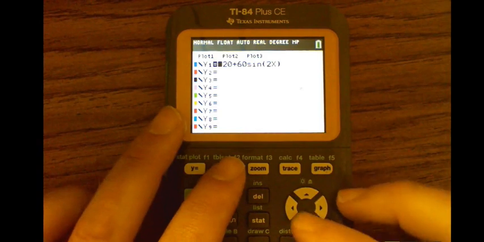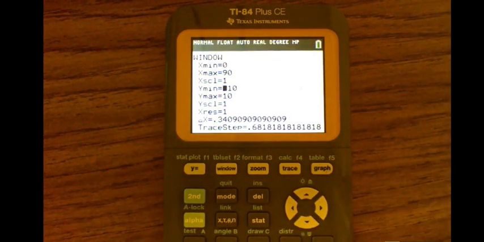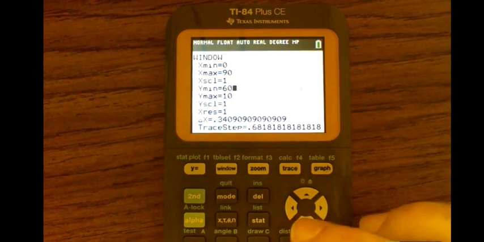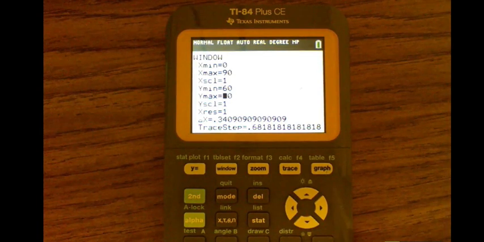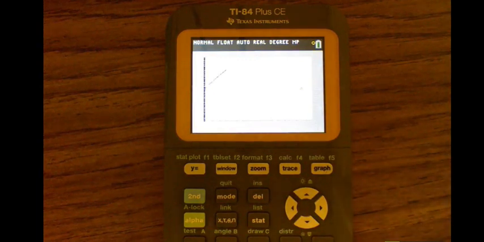So as I go to my window, for the y minimum, I know it could go as low as 60. So I'll set that at 60. And then I said it can go as high as 180. So I'm going to set that as my y max. So now when I graph, I should see all of the graph within the given domain from 0 to 90.